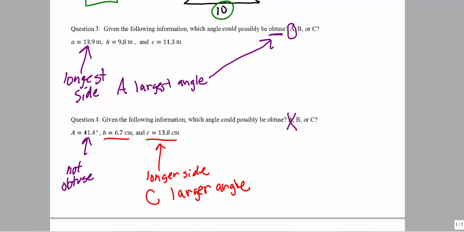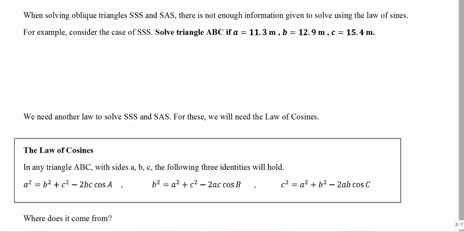So if any of them are going to be obtuse, it would have to be angle C, opposite the longer side. When we were discussing the law of sines, we had 3 congruence axioms, and 2 of those congruence axioms were side, side, side, and side, angle, side. For those 2, there is not enough information to actually solve the entire triangle using the law of sines.